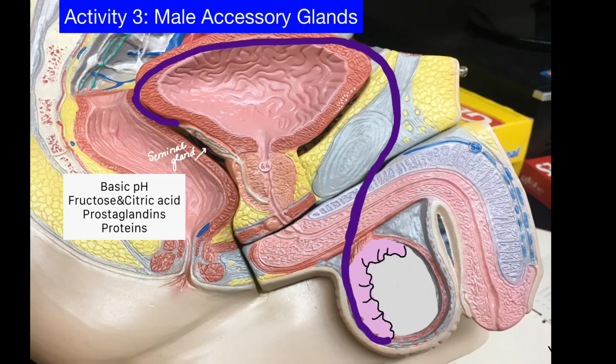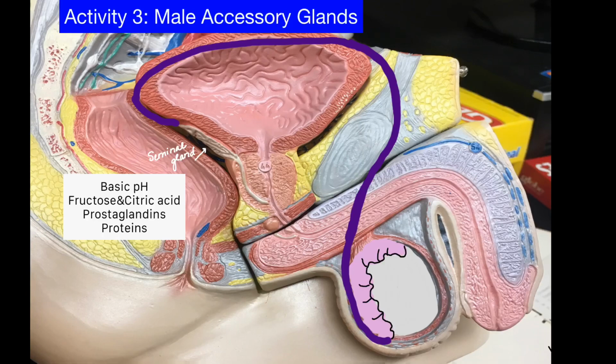Our seminal glands contribute the most to seminal fluid. 60% of seminal fluid comes from the secretions made by the seminal glands, so there's a lot that is produced here. First and foremost, the secretions here are very basic in terms of pH. They're alkaline, with high pH values. That's really important because it helps to neutralize the acidic environment of the vagina. If this were not present, the sperm would likely die once they reach the vagina.